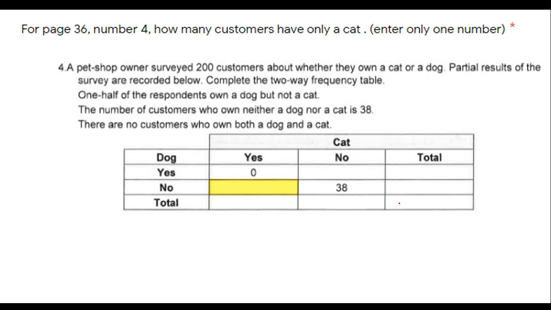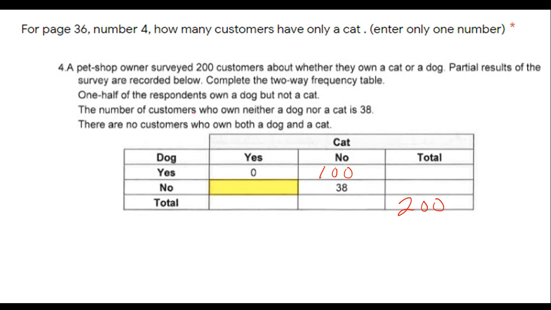So that is our grand total right here. The next part, they tell you that one half of the people that were asked own a dog but not a cat. So then half own a dog but not a cat. So yes to dogs, but no. And so then one half of 200 would give us 100 here.